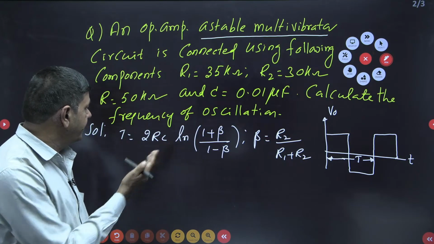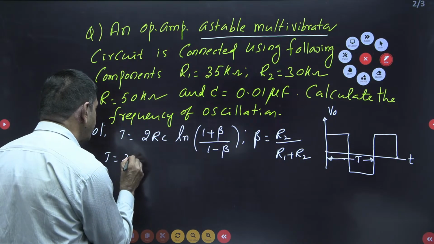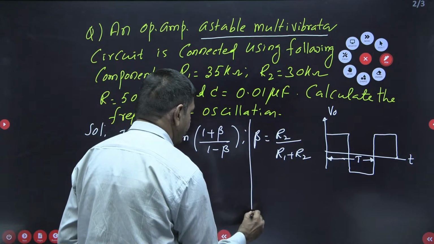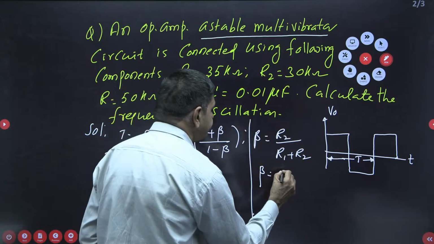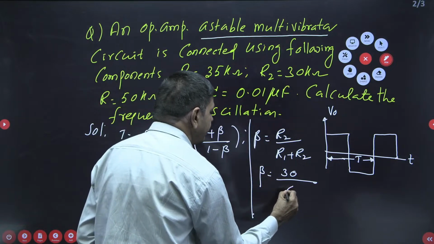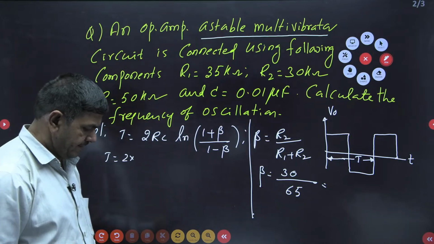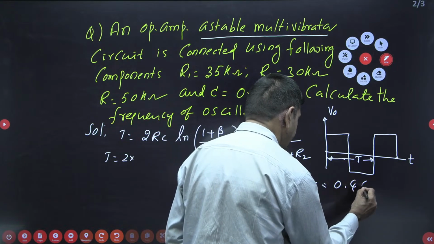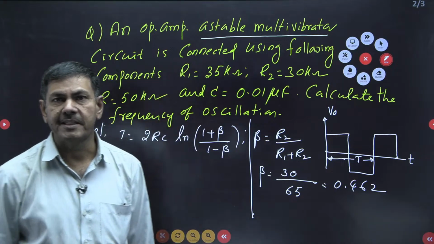Initially you find out the time period T. We know every value, so directly you can substitute 2 into, but beta is also required here. First we find beta. Beta equal to R2, given as 30 kilo ohms, divided by 30 plus 35, which is 65. 30 by 65 comes as 0.462. That is the value of beta.